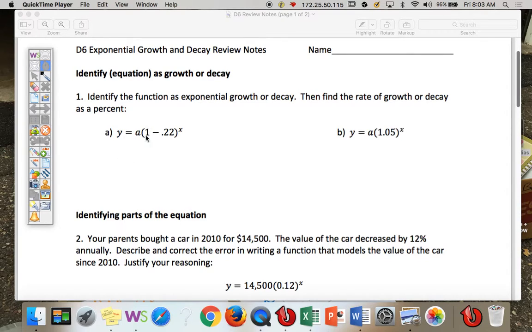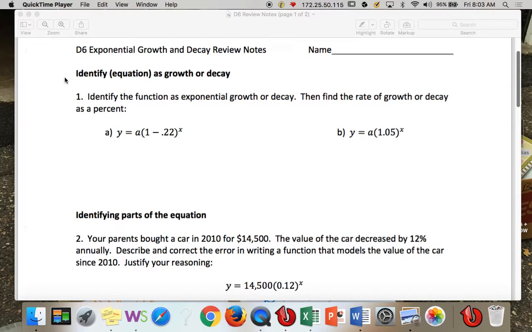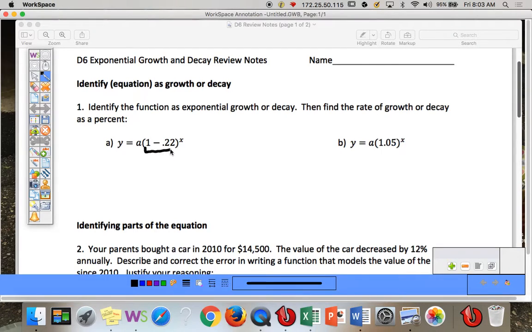A times 1 minus 0.22 to the x. Well, if we figure out the ratio value right here, 1 minus 0.22 is like 100% minus 22%, which would leave us with 78%. So another way to write this is y equals a times 0.78 to the x. In this chapter, we looked at this ratio value, the base of the exponent. If this number is less than 1, then it's decay, and 78% is less than 100%. So we would say that this is decay, and we could say it's decay by 22%.